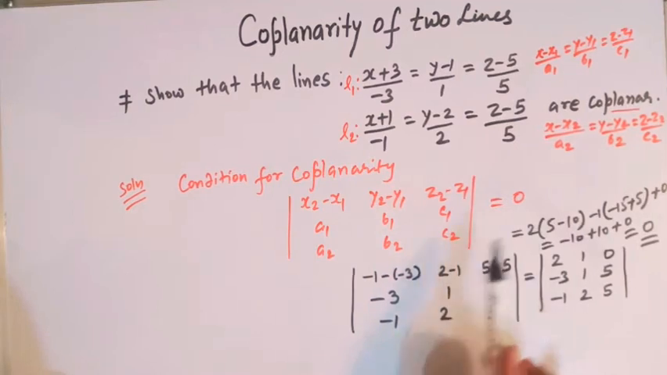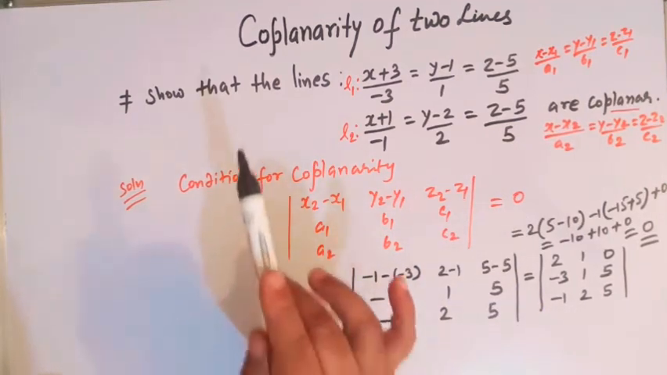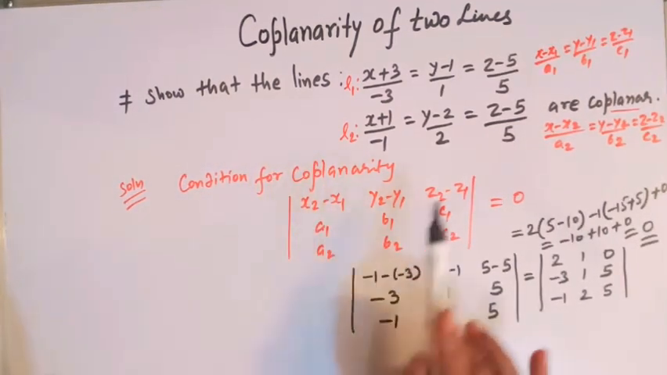If the determinant is not equal to 0, then the two lines are not coplanar. Clear?